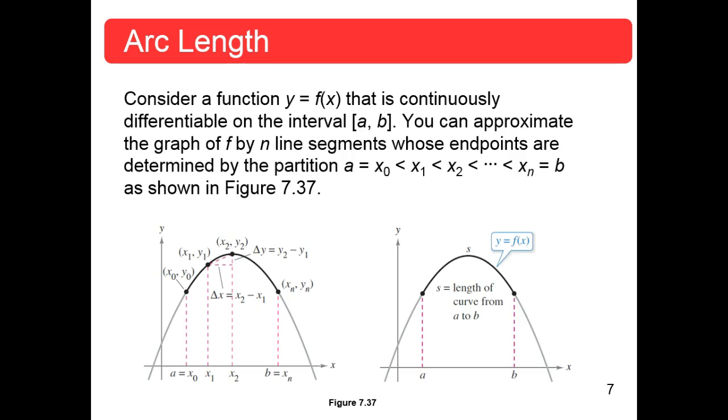You can approximate the graph of f by n line segments whose endpoints are determined by the partition a equals x0, less than x1, less than x2, up to xn, and finally b. Now they don't have to be evenly spaced. Later we will, for safety purposes. I'm going to leave this red in here. That would be the line segment. The curve's a little bit longer.